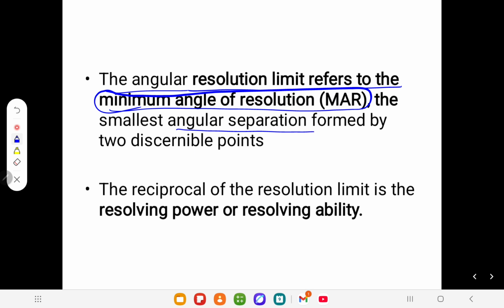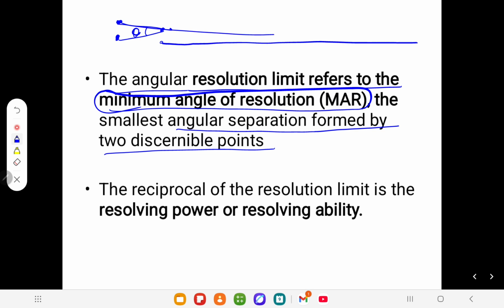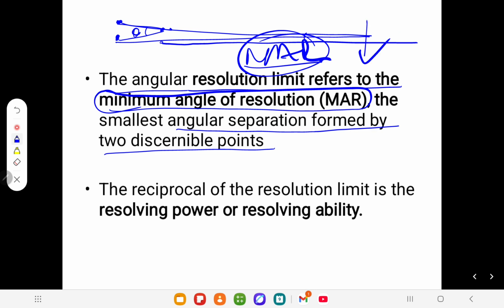The smallest angular separation formed by two discernible points. Because if we want to separate, let's take an example. If there are 2 points, and here is the nodal point, so this is the angle, isn't it? If you move this eye nodal point from here to a far distance, don't you think the angle decreases and decreases as the eye moves away? And somewhere it comes to the minimum angle of resolution. And then if it decreases below the minimum angle of resolution, there is no resolution. We cannot see. Okay, that's the concept.